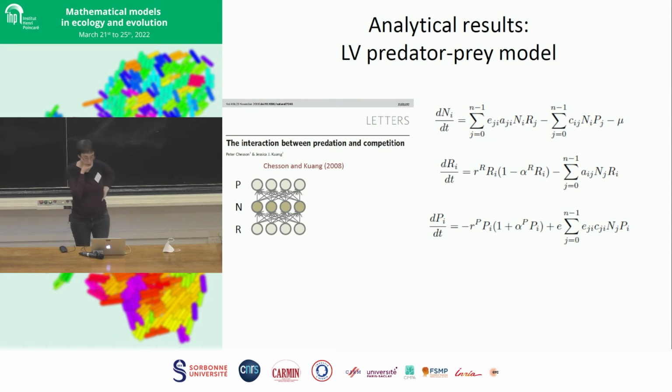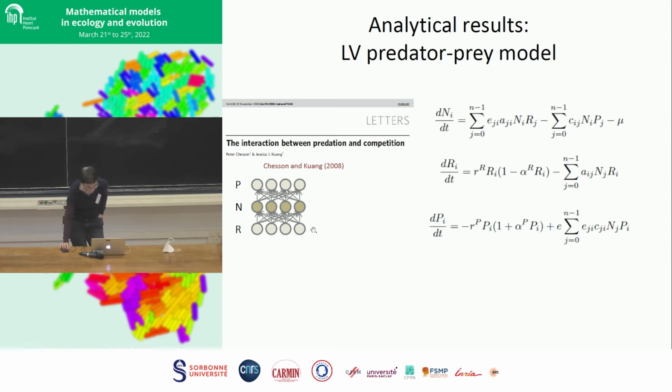And to do so, we used a model that was used by Chesson and Kwong because it's a model, in fact, that has been used to try to understand coexistence between 2 or 3 species, depending on their overlap for resources and for predators. So it fitted quite well. And basically, for the analysis of this model, I have to go a bit slower, sorry.